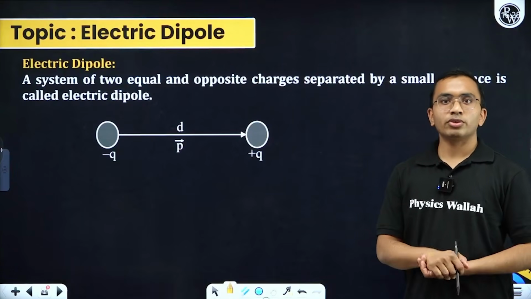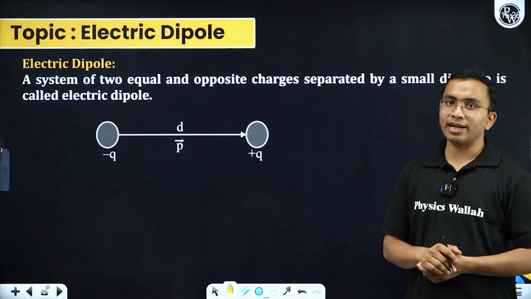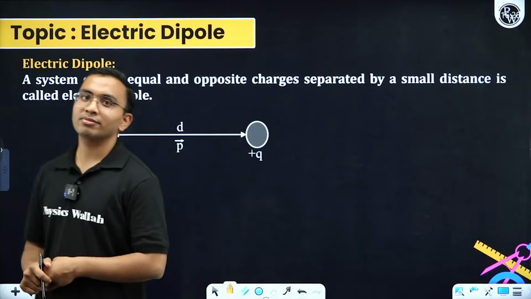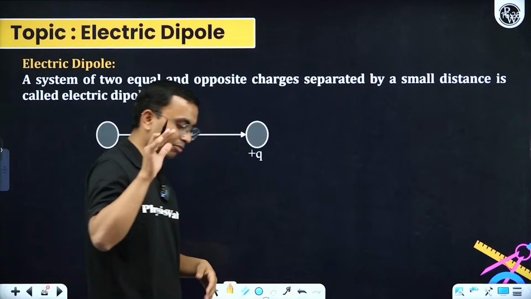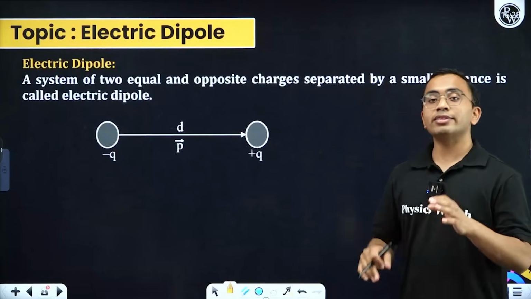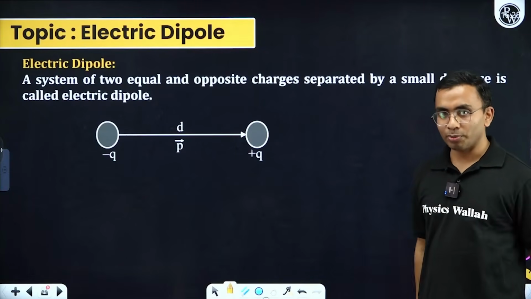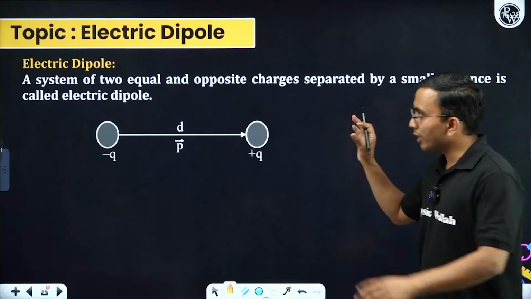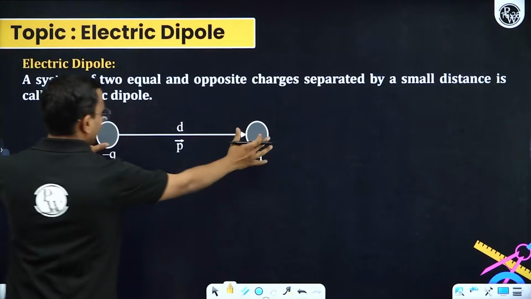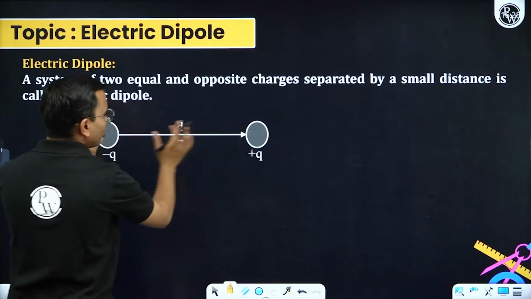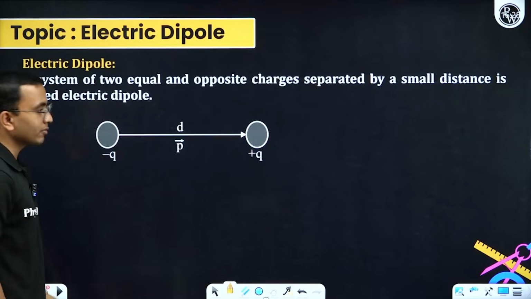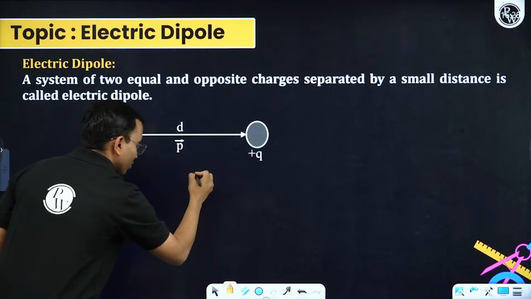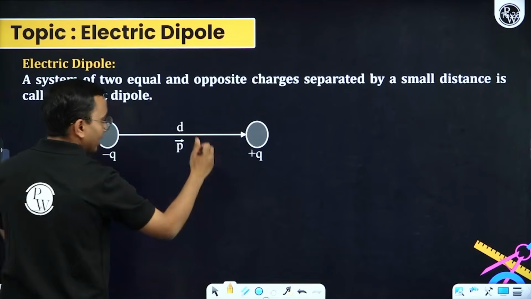Now we are moving to the last topic of this discussion, that is electric dipole, and this is one of the most important topics. Questions are asked from this both in Mains and Advanced, and this dipole is one of the, I'll say, confusing topics for many of the students, but I'll help you out. Electric dipole is a combination of two equal and opposite charges plus Q and minus Q placed at some separation. The dipole moment is defined as the charge Q into the separation d.